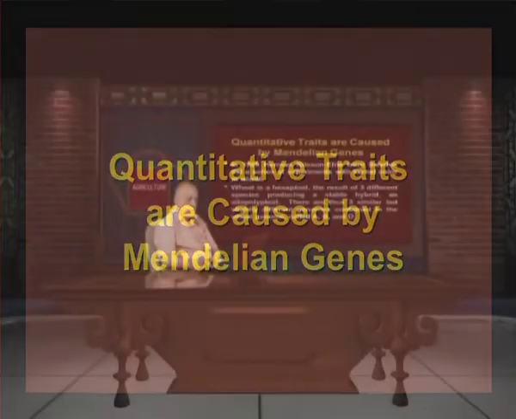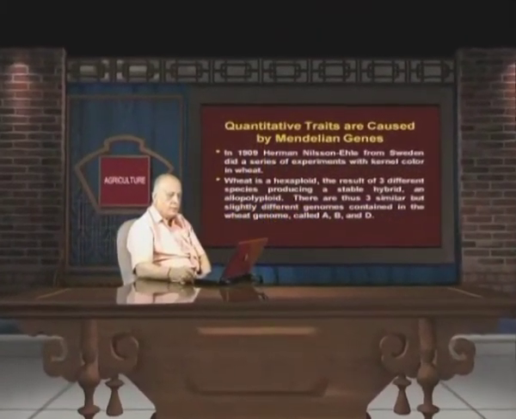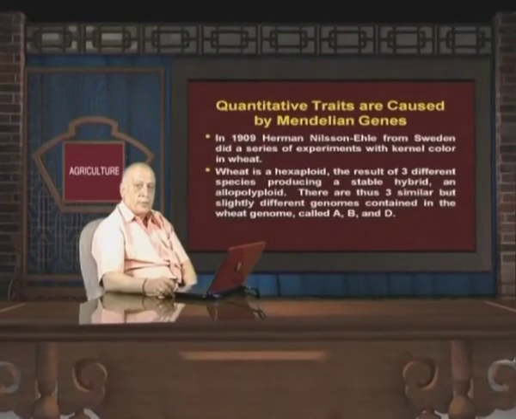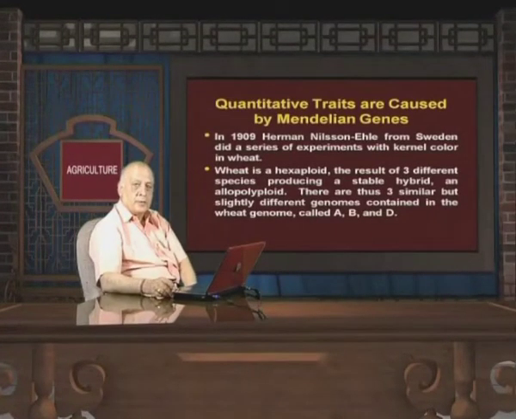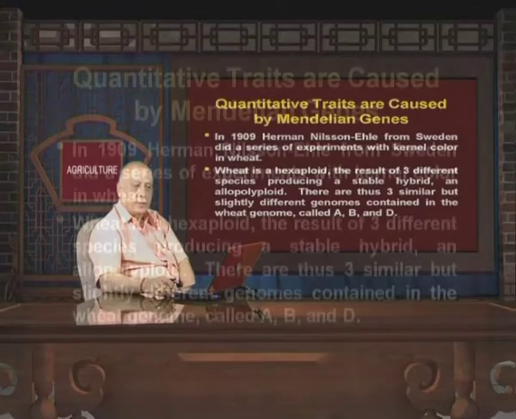The quantitative traits are caused by Mendelian genes. What is important in this particular part is that we are beginning a new chapter, in the sense that Mendelian genetics was about qualitative traits. That is, either it is tall or dwarf, either it is colored or colorless, either it is round or smooth. But here we shall get different shades of the traits, which are quantitative traits.